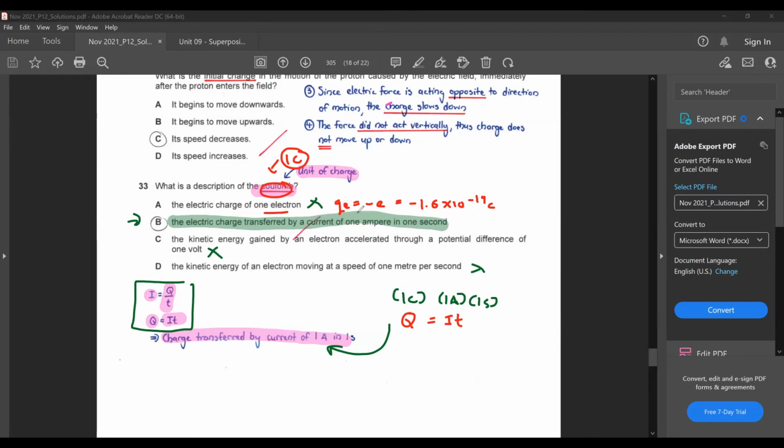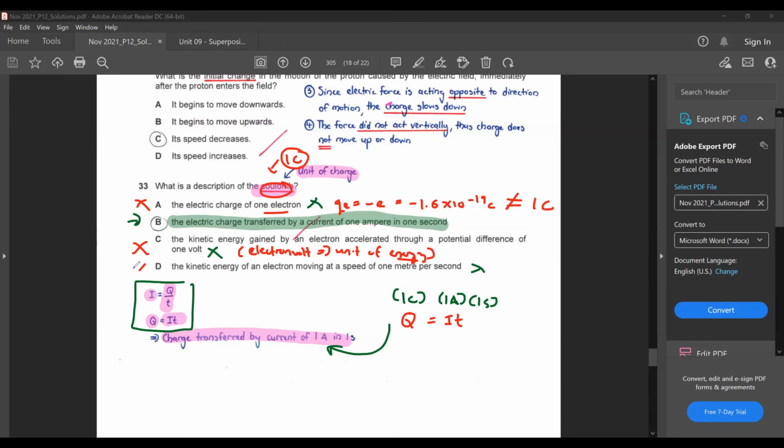This is actually out, because the charge of an electron, we know, is negative e, negative elementary charge, and elementary charge is 1.6 times 10 power minus 19 coulomb. It is not 1 coulomb. So therefore, A is out. Now, C, the kinetic energy gained by electron accelerated through a potential difference of 1 volt. This is something that you should have learned in electric field last time in AS. This one is actually talking about electron volt, which is a unit of energy. This one is out because this is talking about a unit of energy.